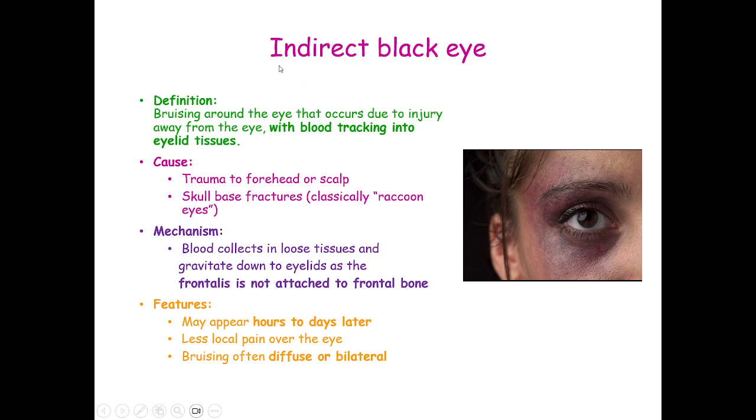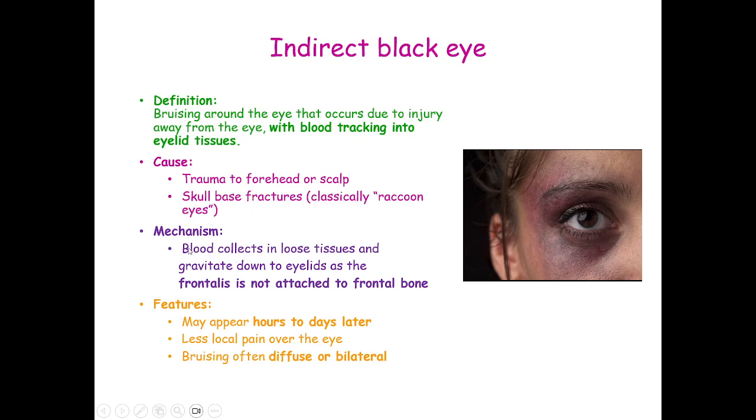So, there is a condition called indirect black eye, which is associated with the fourth layer of the scalp. What is it? Bruising around the eyes that occurs due to injury away from the eye with blood breaking into the eyelids. So there is no direct blow to the eye, or no direct hit or trauma to the eyelids. The injury has occurred somewhere in the scalp above, and the blood which is collected in the fourth layer is tracking down into the eyelids. The cause could be trauma to the forehead or scalp, or there could be a fracture of the skull bone.